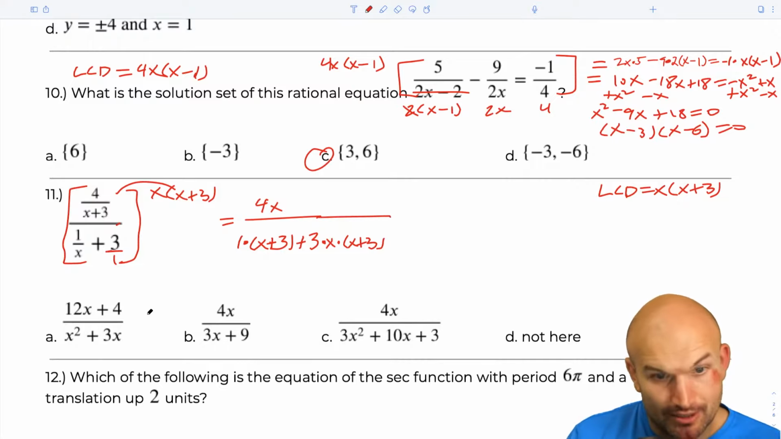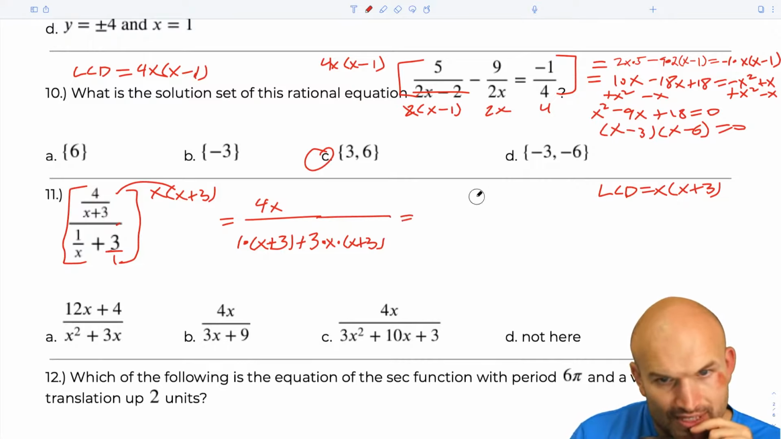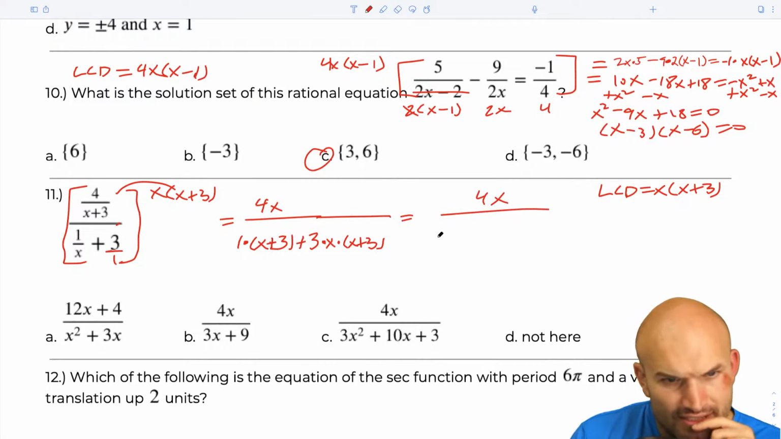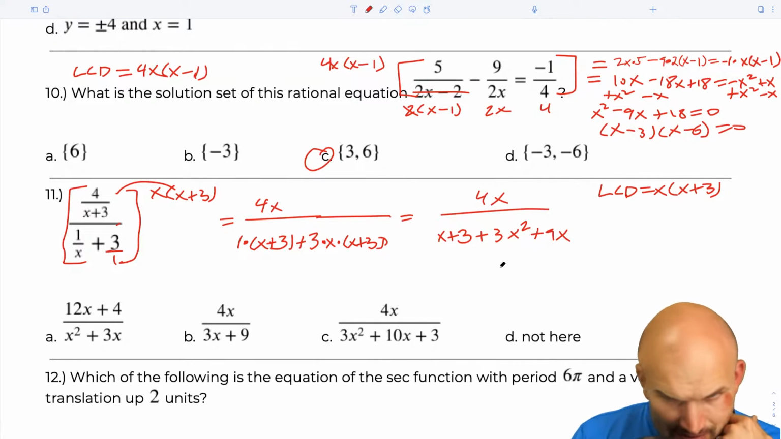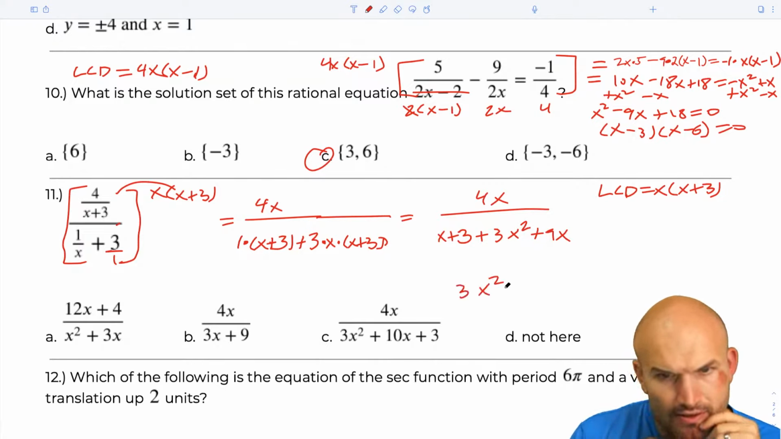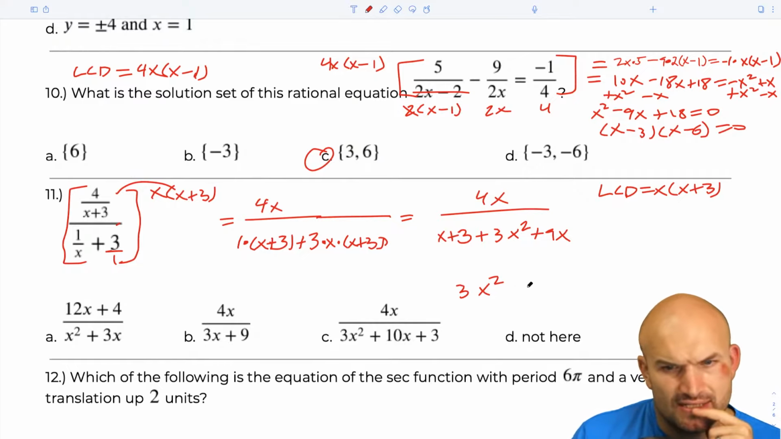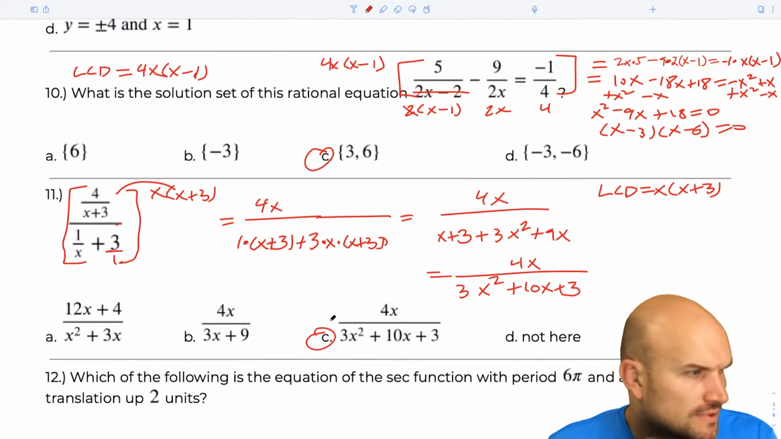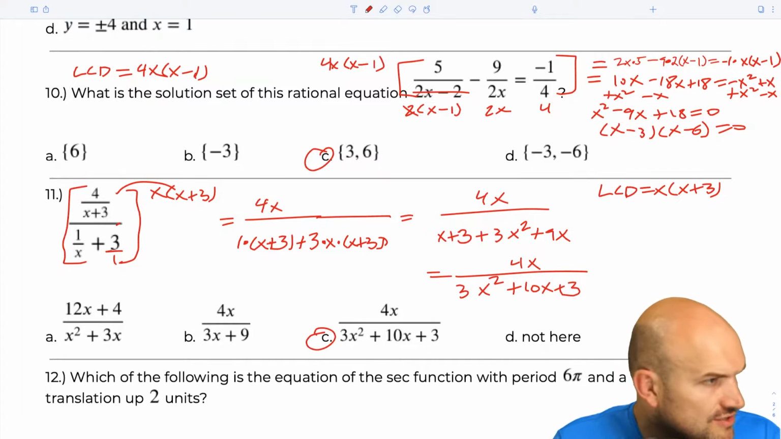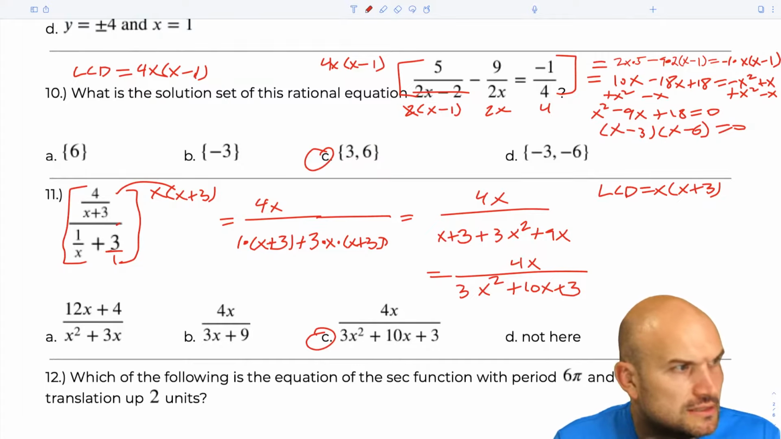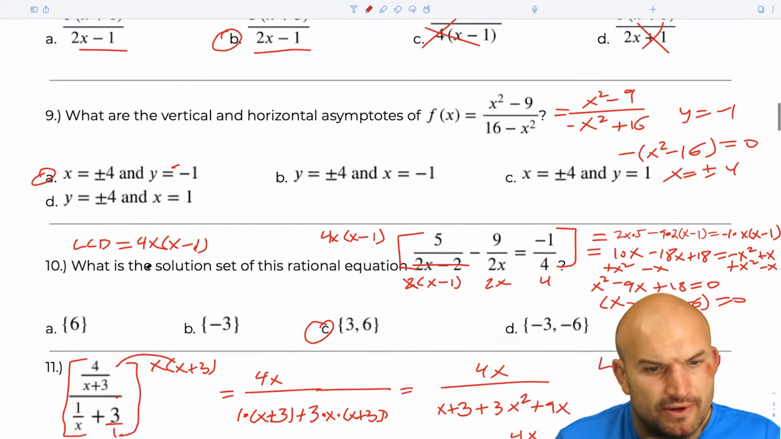So I need to have 4x in my numerator. And then my denominator here, let's see what that works out to be. So 4x all over, this is going to be x plus 3, plus a 3x squared plus 9x. If we simplify that a little bit more, we get 3x squared plus 10x plus 3, and that's over 4x. So that looks like answer C. Oh, I forgot to check my answers. 3, 6, yep, and B. Was that the answer? Yep, okay, cool.